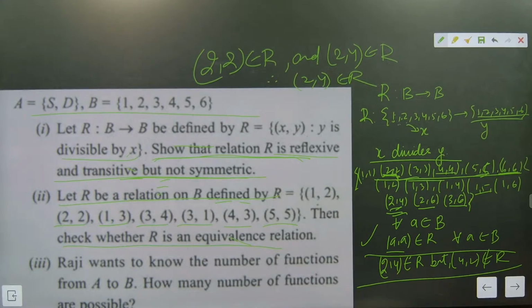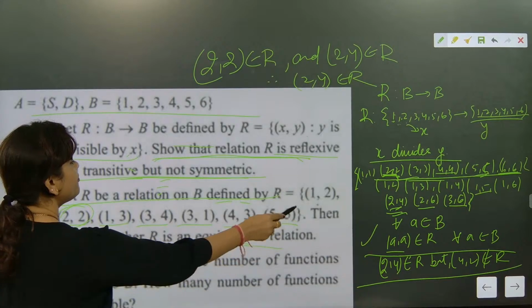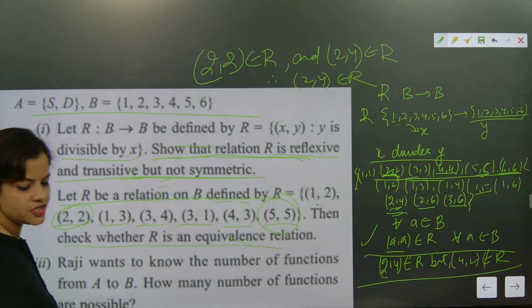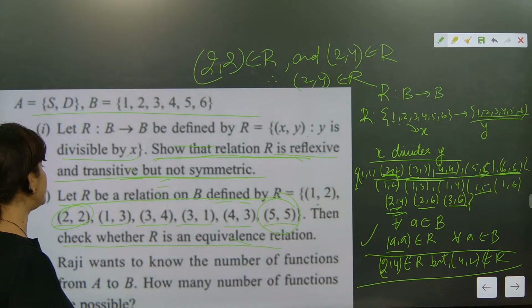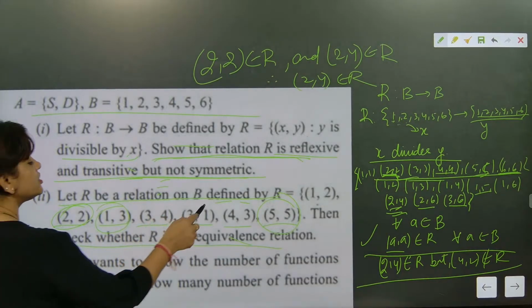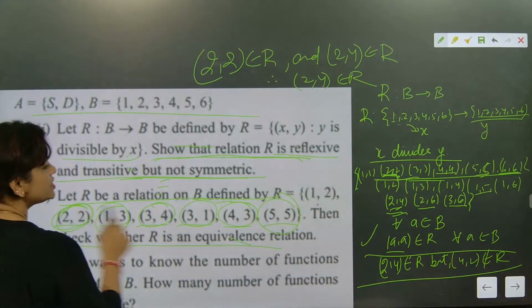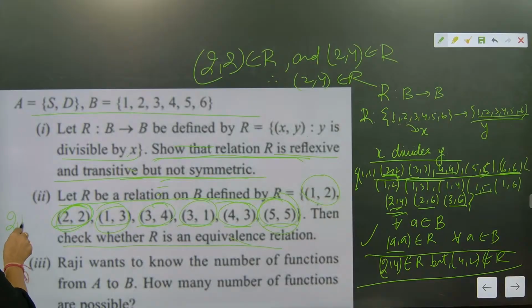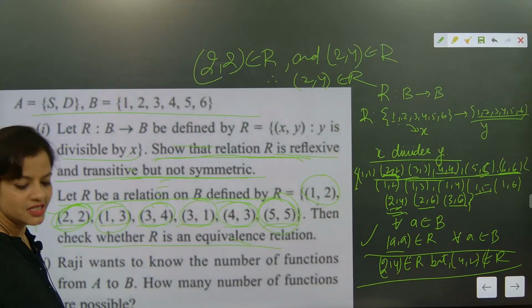100% it is not going to be an equivalence relation because 2 2 is there, 5 5 is there, but another part is missing. So it is not going to be a reflexive relation. Is it symmetric? 1 3 is there, 3 1 is there, 3 4 is there, 4 3 is there, 2 2 is there, 5 5 is there, 1 2 is there, 2 1 is not there. So 2 1 does not belong to R. So it is not going to be a symmetric relation.